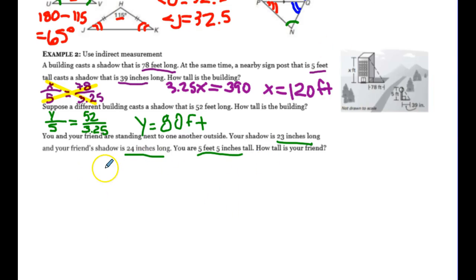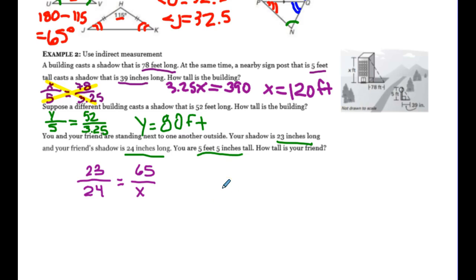So if my shadow is 23 inches long and my friend's shadow is 24 inches long, I don't know my friend's height. That's what I'm trying to figure out. And my height is 65 inches.